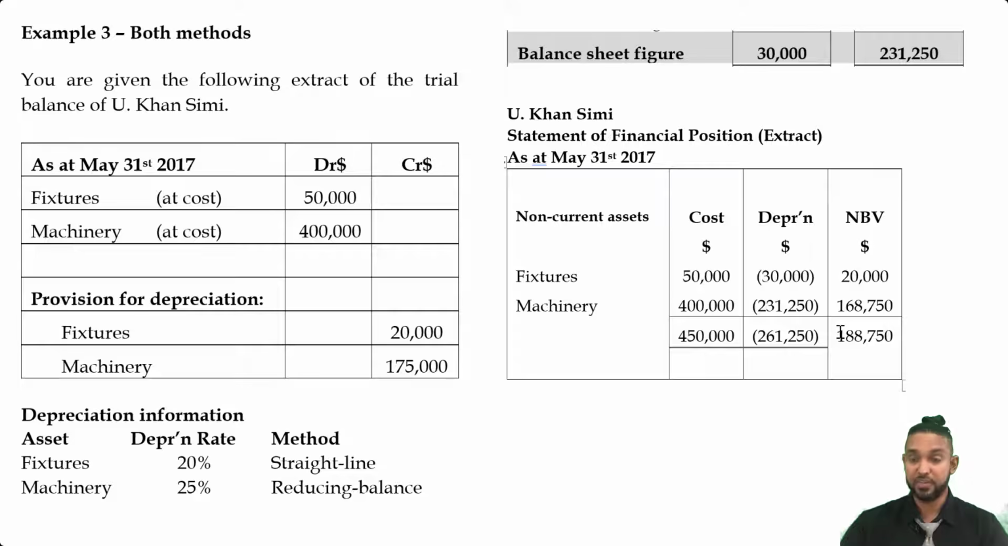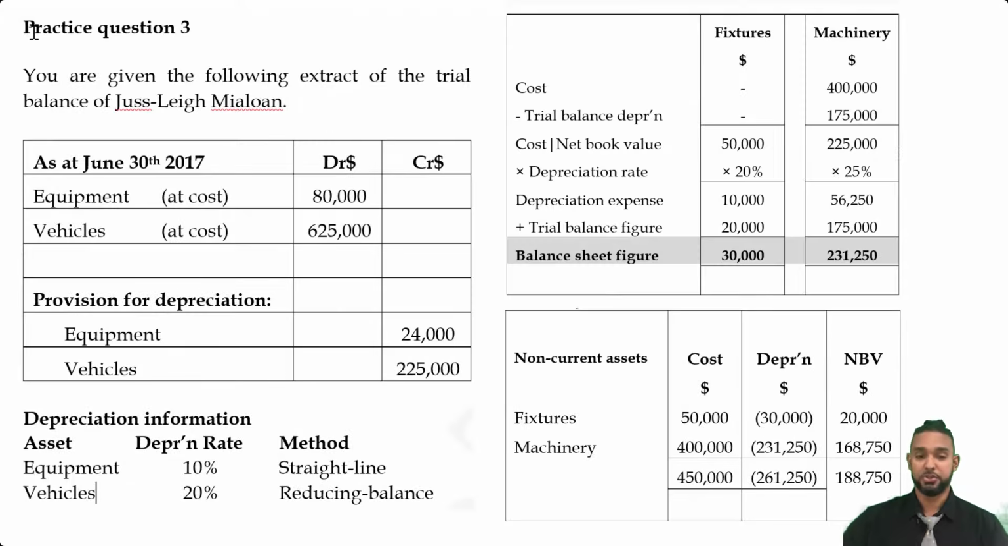Okay, right. So I want to give you guys one last question to try. This is practice question 3. You are given the following extract of the trial balance of Just Leave Me Alone, June 30th, 2017. Two assets, equipment and vehicles is the cost. The associated provision for depreciation is given to us as well. So depreciation, equipment, 10% straight line method, vehicles, 20% reducing balance method. I've left the example up on the right-hand side, the information is up on the left-hand side. You know what to do by now. Okay, shall we correct? Let's go.